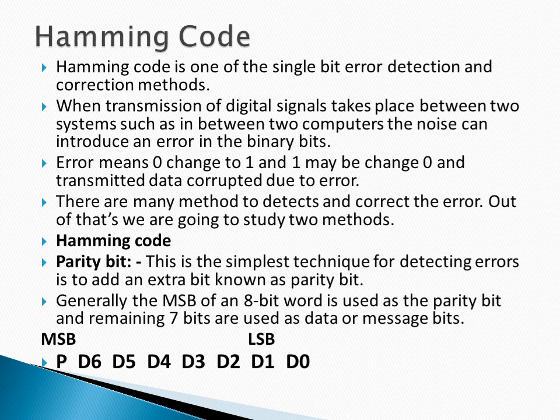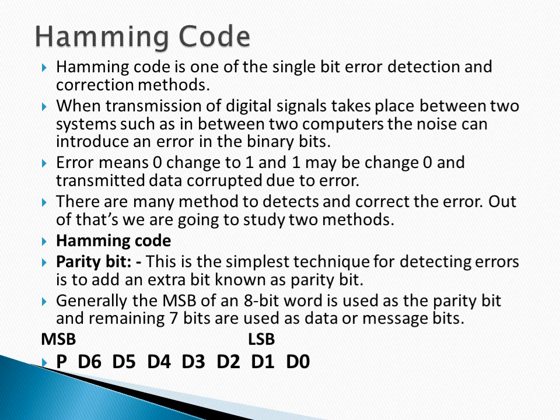As we have discussed, when transmission of a digital signal takes place between two systems, such as two computers, noise can introduce an error in the binary bits. That error means 0 may change to 1 and 1 may change to 0, and the transmitted data is corrupted due to that type of error. There are many methods to detect and correct errors. Out of those, we are going to study two methods.